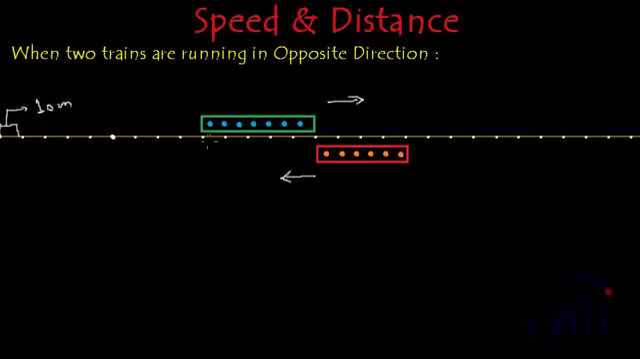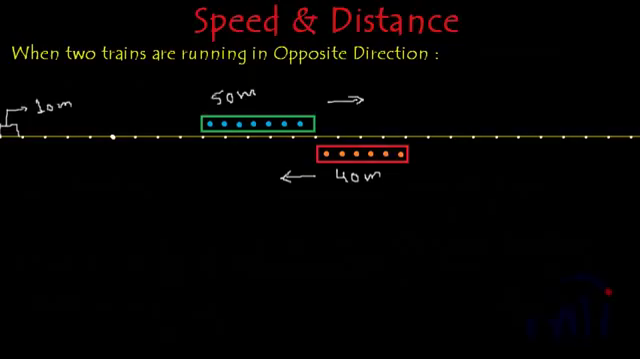So what will be the length of the green train? The length of the green train will be 1, 2, 3, 4, 5 partitions of 10 meters, that is 50 meters. And the length of the red train will be 40 meters. Right? It is equal to 1, 2, 3 and 4 partitions of the line. So the length of the red train is 40 meters and the length of the green train is 50 meters.